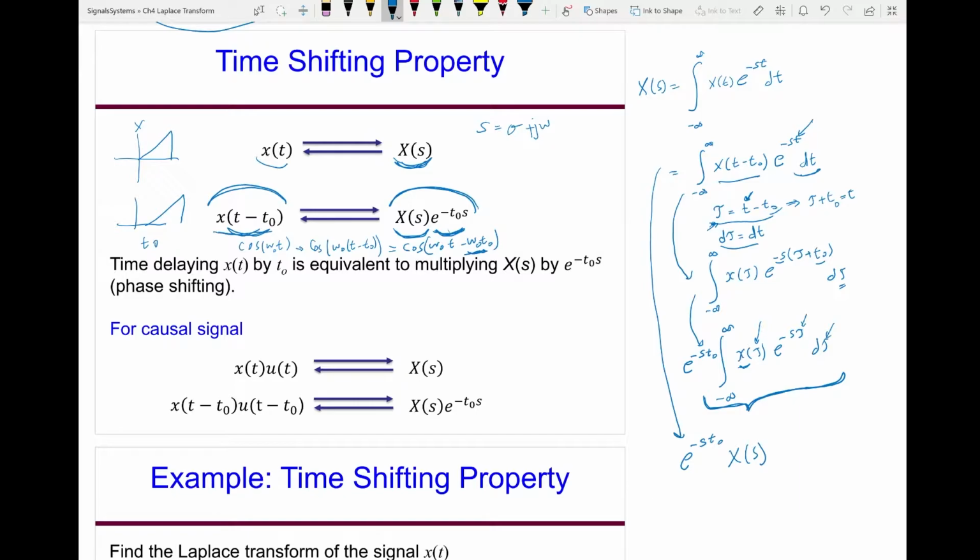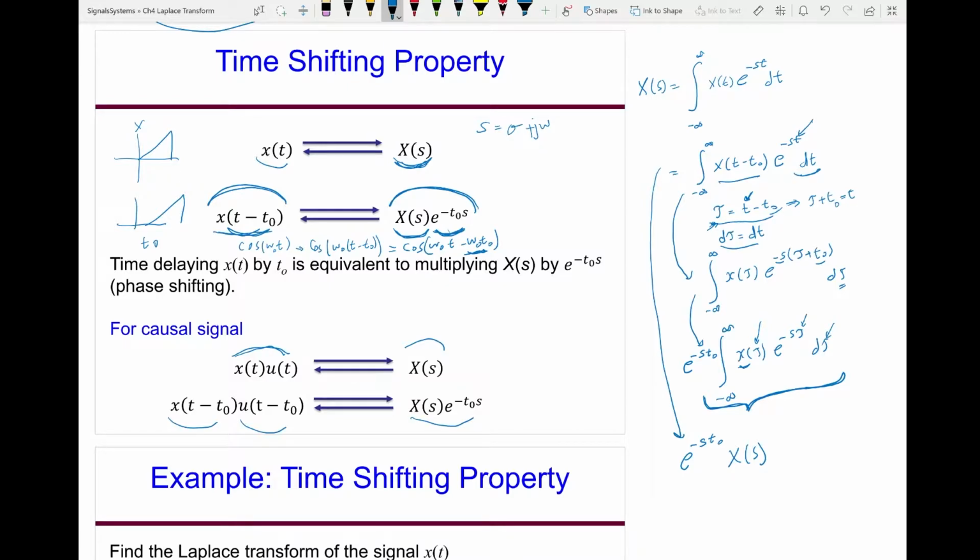Now, if the signal is a causal signal, like it starts at t equals 0, then time shifting, if that is the signal in the time domain, and this is the Laplace transform x of s, if I shift the signal by t0, then that would be this one.